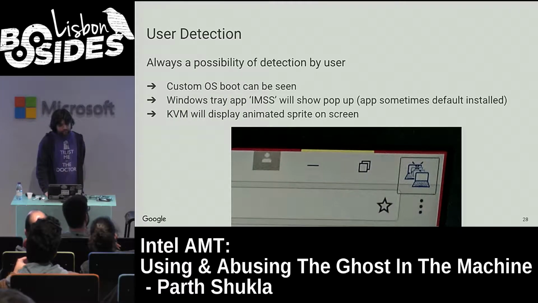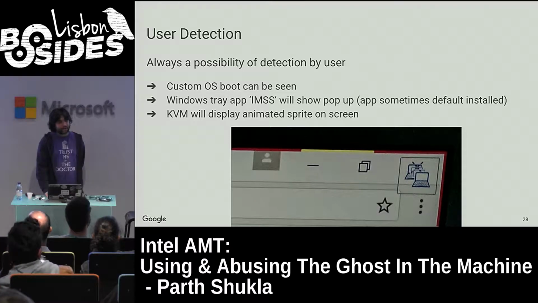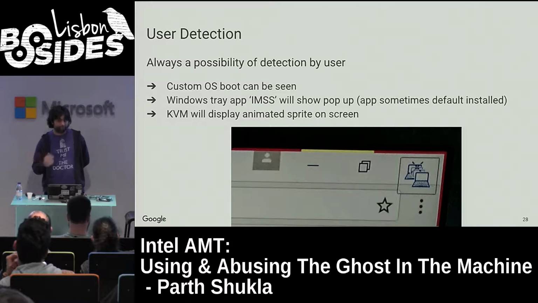There's also the possibility of detection by the user. A custom OS boot can be seen by a user. The Windows tray app, IMSS, will show a pop-up whenever AMT is provisioned or any AMT-related action is performed. This app is sometimes installed by default by manufacturers, but enterprises that roll their custom build probably remove it, so it depends. Obviously it's unknown if users will even notice or understand what the little pop-ups mean. So again, it may work in your favor, may not.